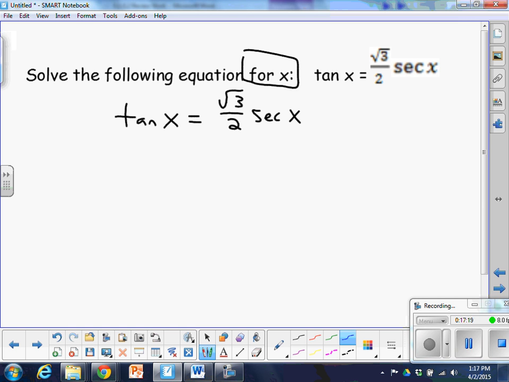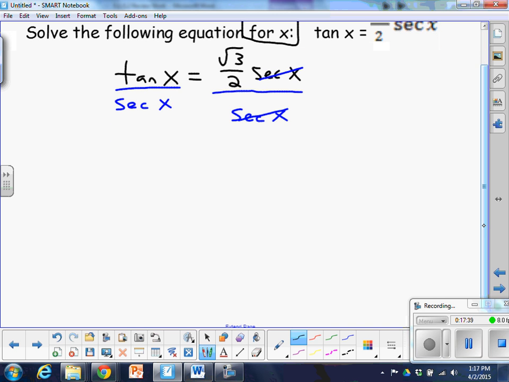So basically, you can change that to sines and cosines right now if you want. I'm actually going to do that in a second. I'm going to divide both sides first though by secant of x, just to get the variables on one side. So we have tangent of x over secant x equals root 3 over 2. Okay, now might be a good time to go to sines and cosines. So tangent of x is sine of x over cosine x. Secant of x is 1 over cosine x. All right, and we know that all of that equals the square root of 3 over 2.